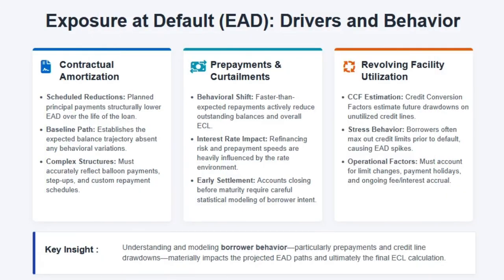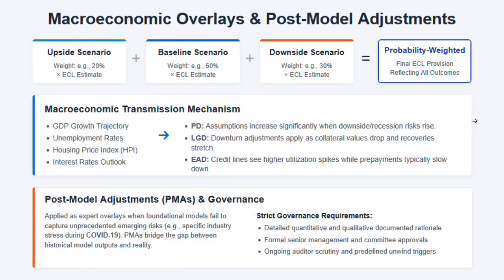For exposure at default, this is where the modeling becomes quite complex. EAD must account for contractual amortization of the loan, expected prepayments, and, for revolving facilities, expected utilization of available credit. A borrower who prepays a loan faster than expected actually reduces the EAD, and this will eventually reduce your ECL. That is why understanding borrower behavior is crucially important for EAD modeling.